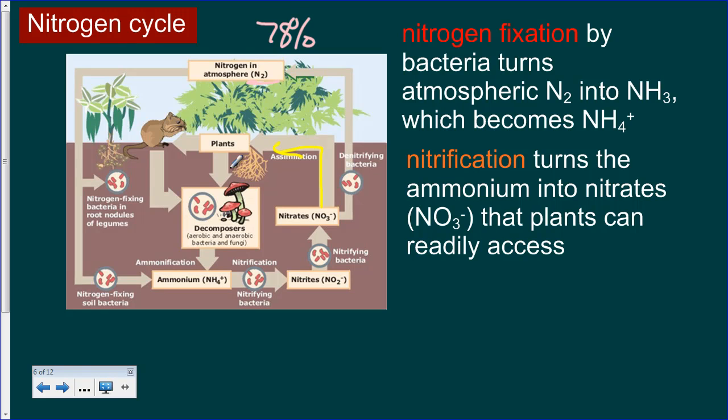And then, of course, that's how the higher organisms up the trophic levels get it. The plants pull it in. The producers pull it in from the soil. And then the consumers are going to consume the producers, and that's how they're going to get their nitrogen.